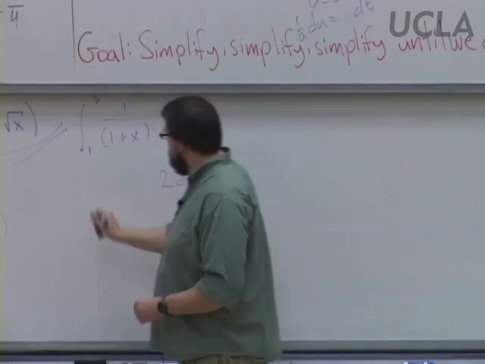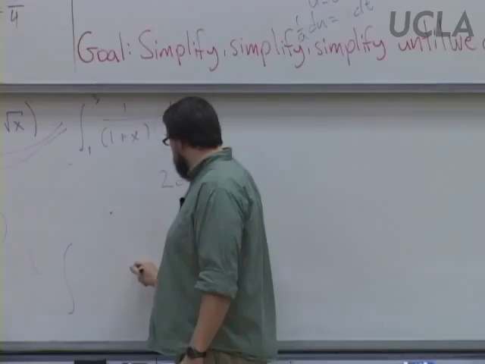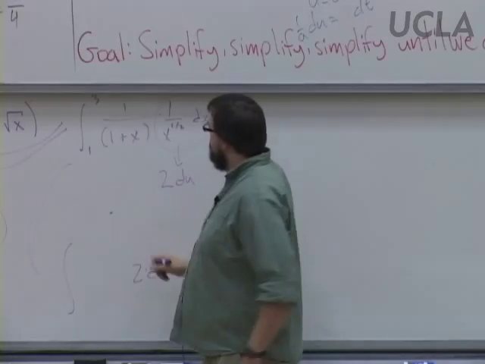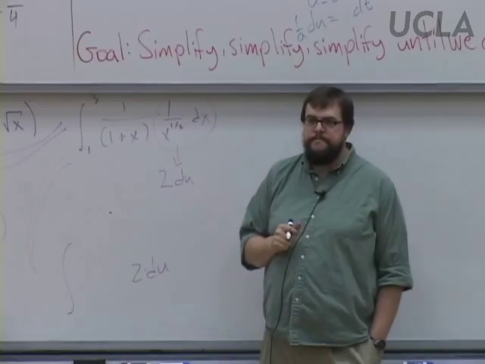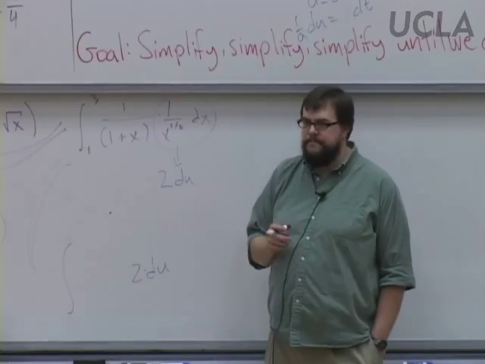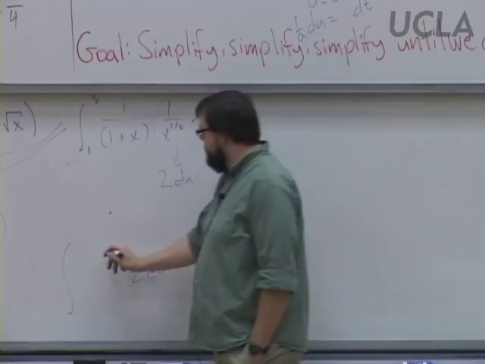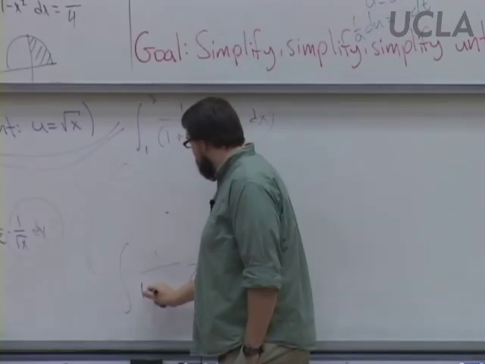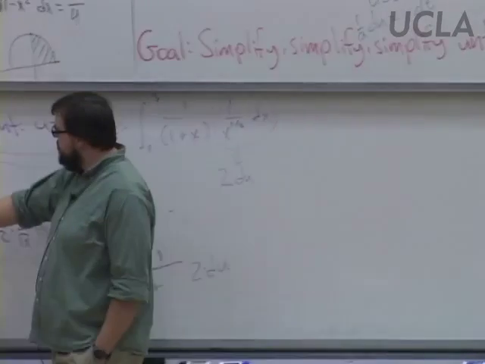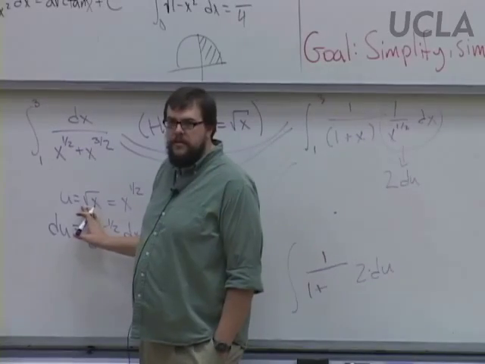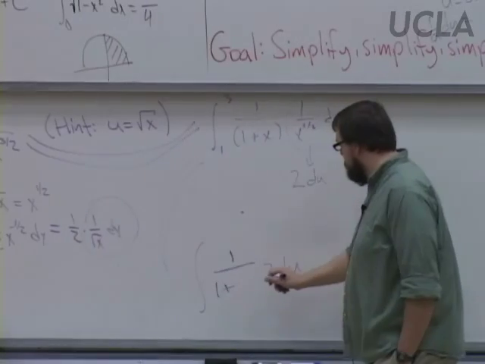All right, so this will become 2 times du on the end. How about this 1 over 1 plus x? What will that become? Well, it'll become 1 over 1 plus something. Those are just constants. So what does the x become? Well, what do we know about x? We know that u is square root of x. So in terms of u, what is x? X is u squared.